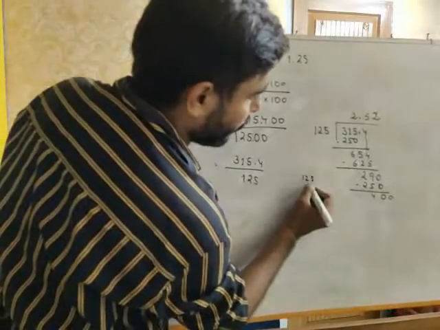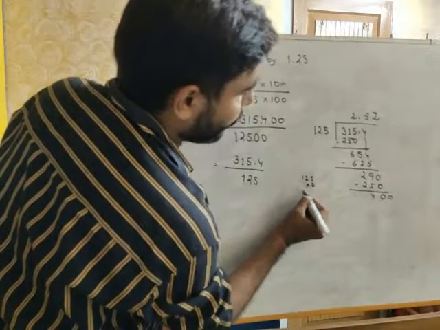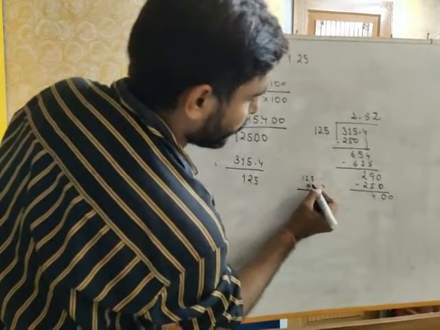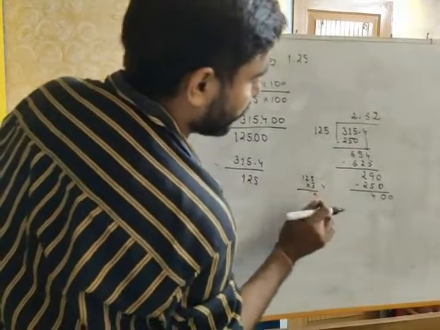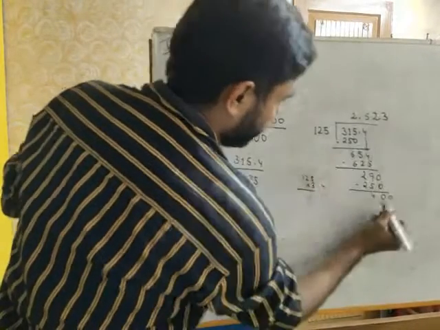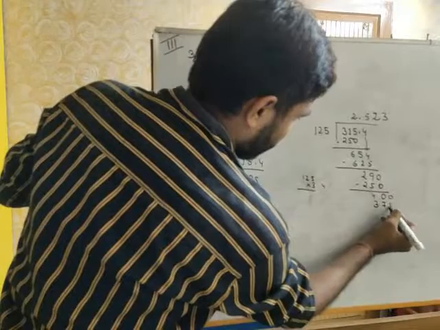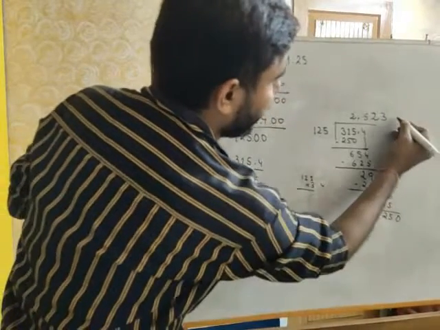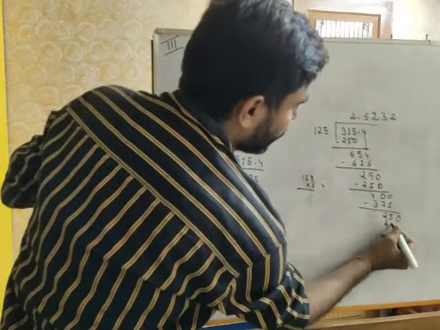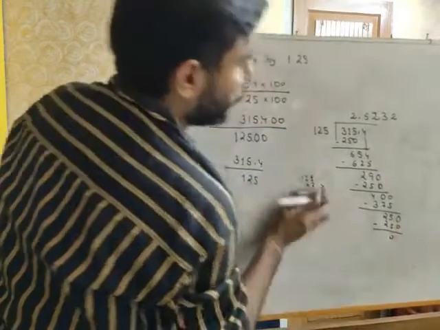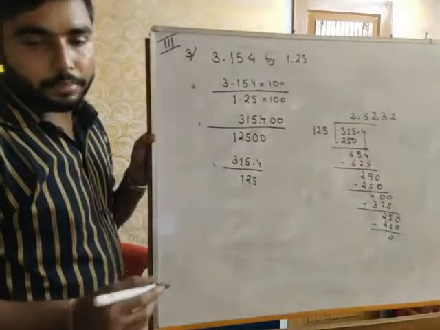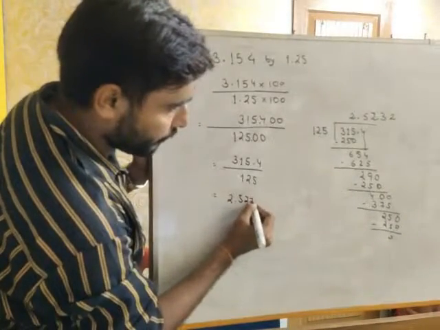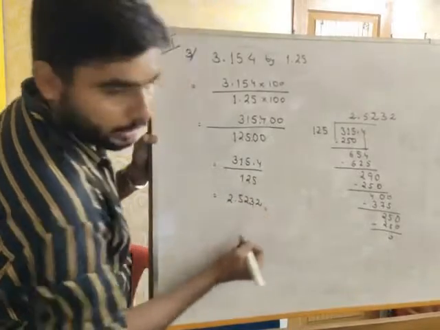Now 125 into 8, 40 carry 4. No. It will be 3 times only. 3 times 125 is 375. 25 remains, a 0 can be taken, and 2 times 250. So this is how our division is completed. Your answer is 2.5232. Clear everyone?